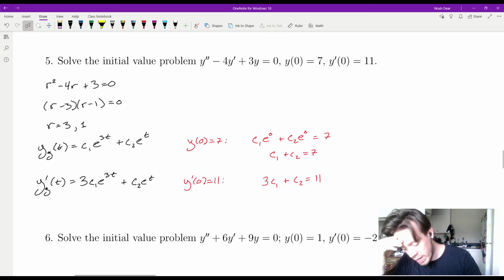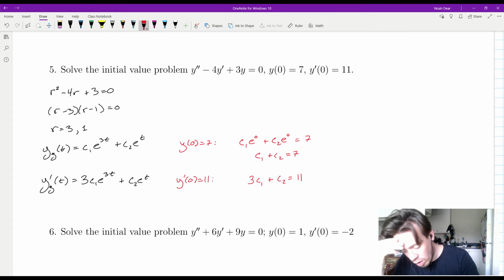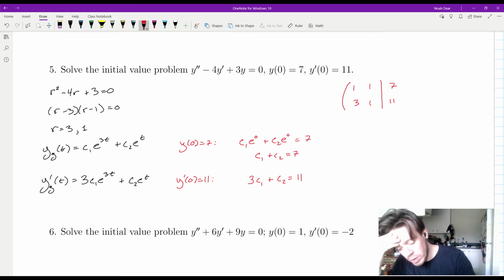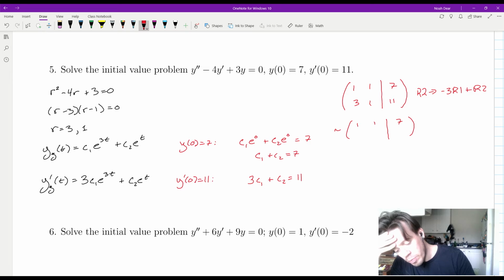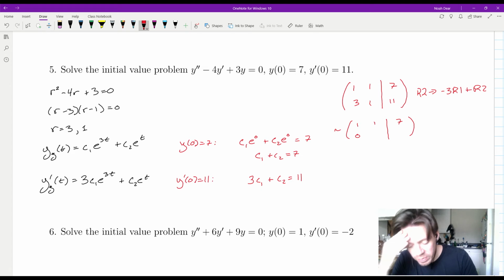So with this, we're going to set up our augmented matrix, 1, 1, 7, and 3, 1, 11, with our augmentation line between the second and third columns. We can then do our first row operation. I'm going to take row 2, and it's going to go to negative 3r1 plus r2. And so when we do that, we'll get 1, 1, augmentation line 7 for our top row. And then our bottom row, by design, the bottom left is going to be a 0.